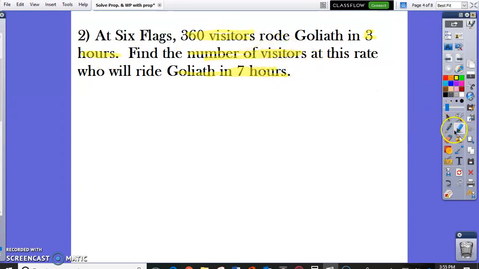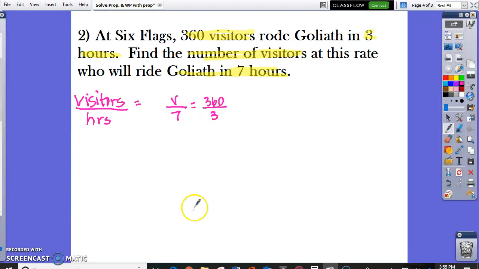I always try to start with a question because that's how you need to write your ratio. We need to know the number of visitors in 7 hours. So that would be the labels that we need to write first. Visitors over hours. You could actually do hours over visitors. It really doesn't matter as long as you set up all of your ratios in that form. So, question says we don't know how many visitors for 7 hours. And now we need to come up here and see what it says. We have visitors, 360, and 3 hours. So hours go in the denominator.